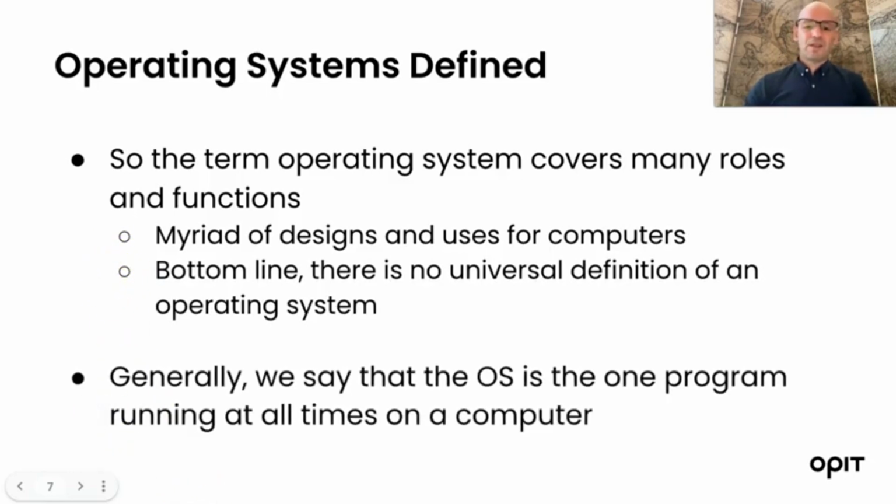So the bottom line, there's no universal definition of an operating system. So generally we say that operating system is the one program running at all times on a computer. So when you start up your laptop, that system will look immediately for where the operating system is and which operating system to load. Same thing with your smartphone. When you turn your smartphone on, it goes through a boot up process where one of the early things it does is find the operating system and then load the operating system. So that happens seamlessly without us having to do any intervention.